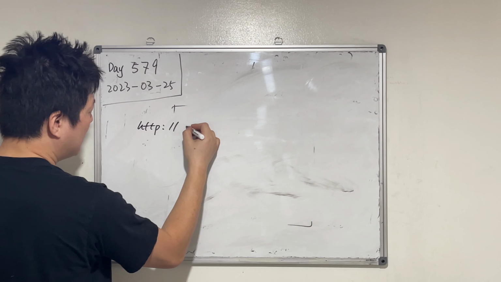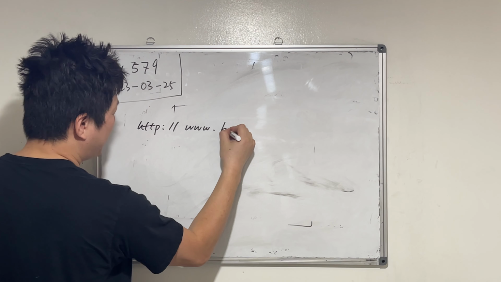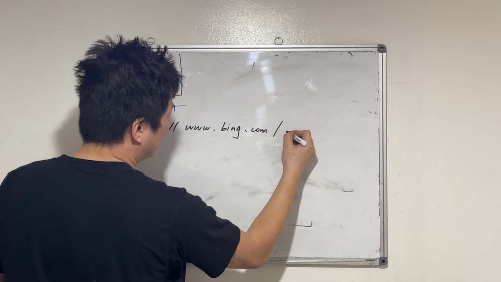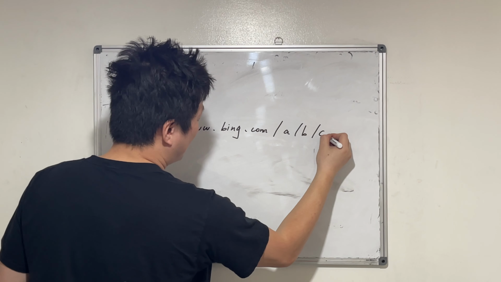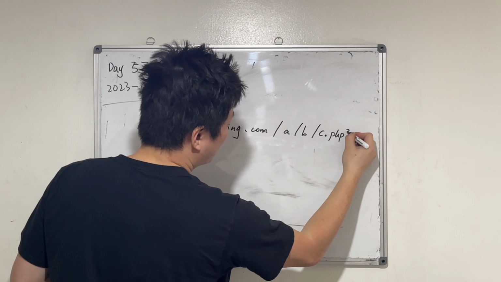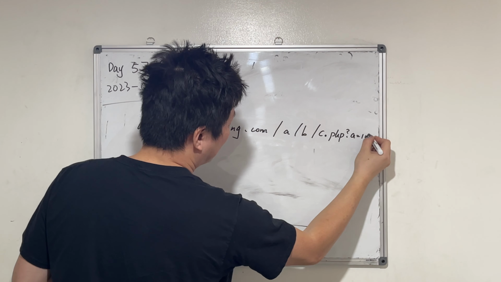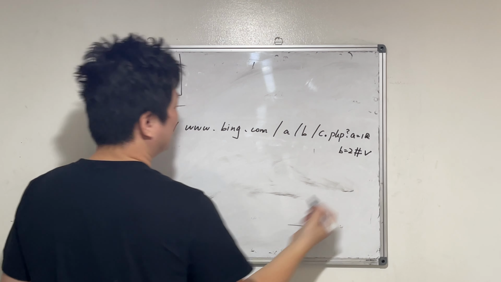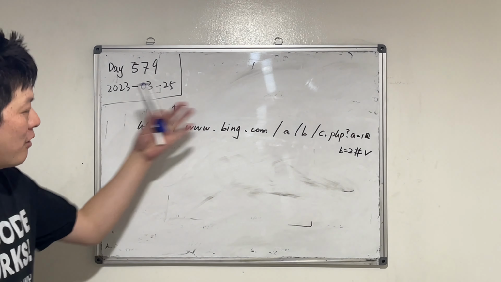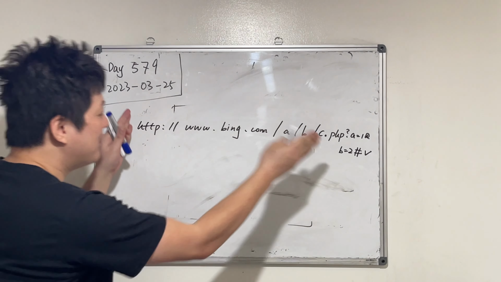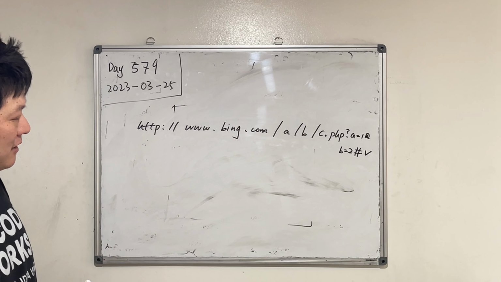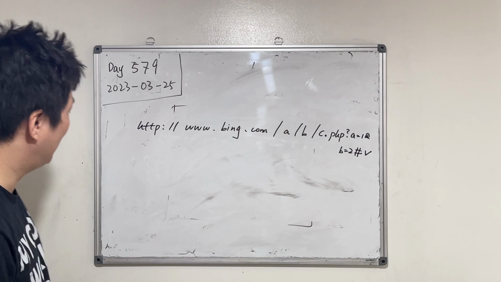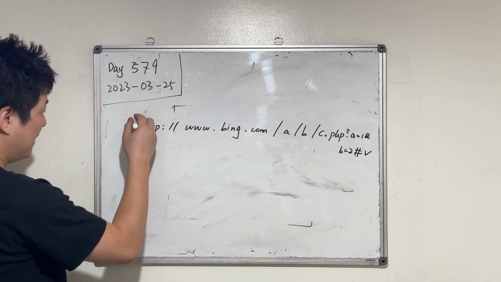HTTP, www.bing.com/a/b/c.php?a=1&b=2#v. So this is a more complex example. When you put these in the address bar of a browser, the browser knows where to locate this content and display it in your browser. So let's look at these first.